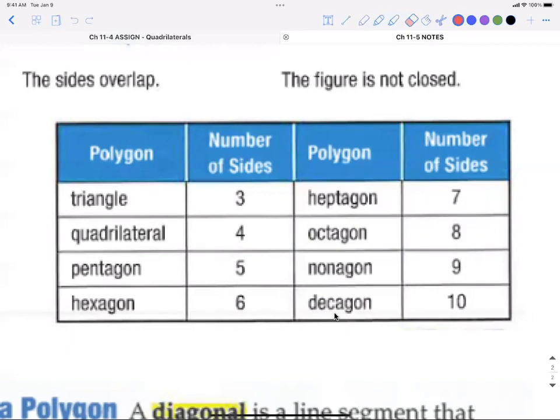So this year, now we're going to go a little bit further, and we're going to start finding the sum of all the angles inside of all these shapes. And it's a super easy equation.